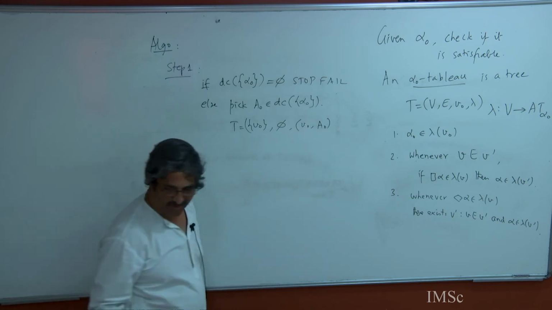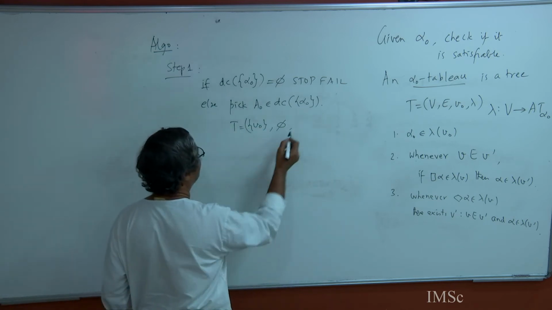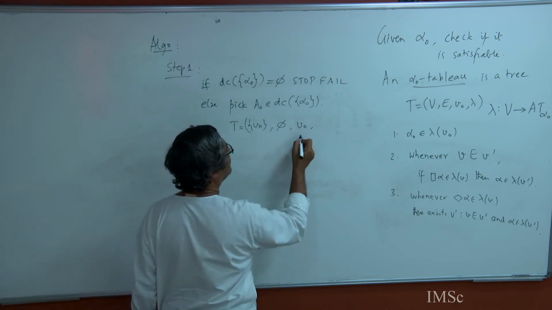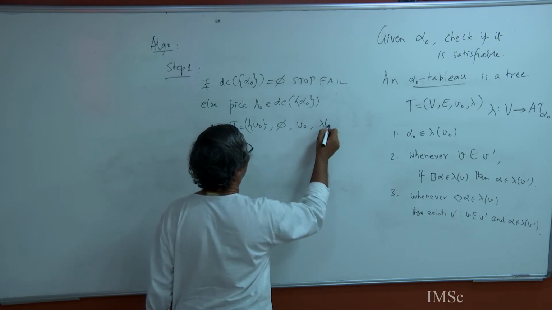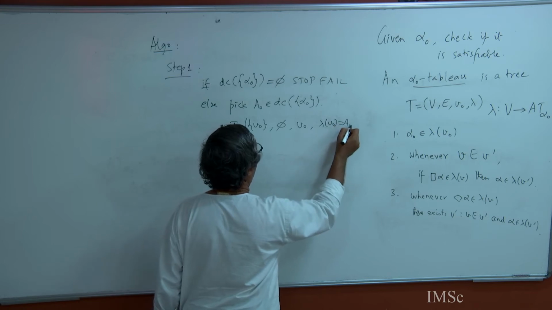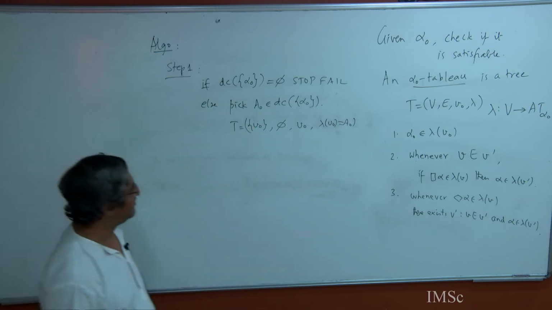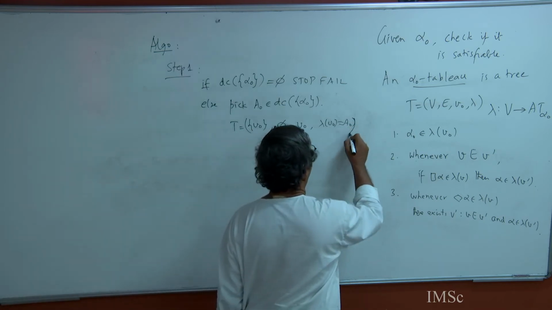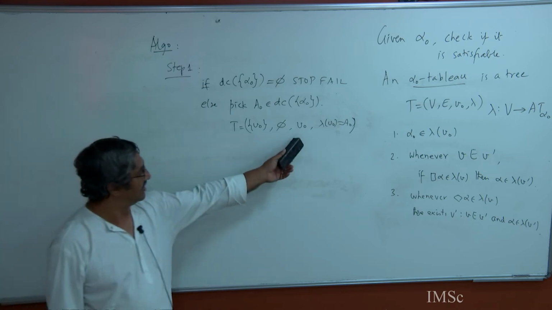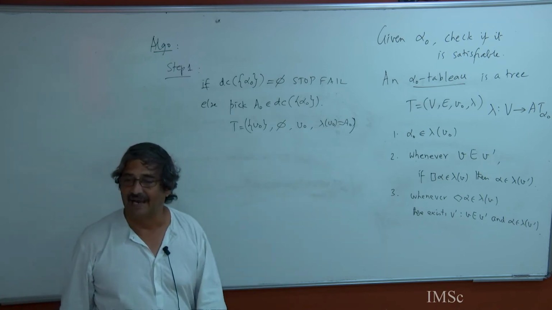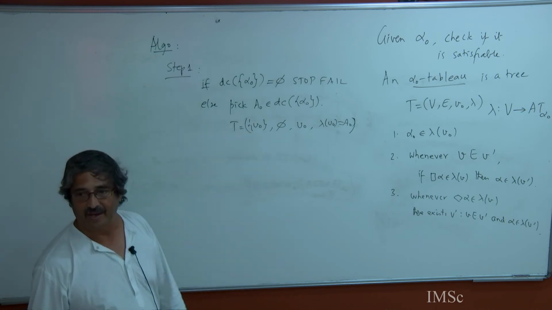Oh, there is one V naught missing here. So the tree has a singleton V naught, and lambda of V naught is A0. So that's your tree. It's got only one vertex, which is the root, no edge relation, and the label for that is the atom that we have picked.